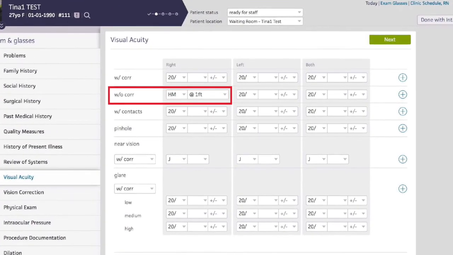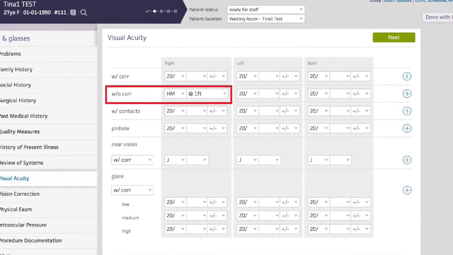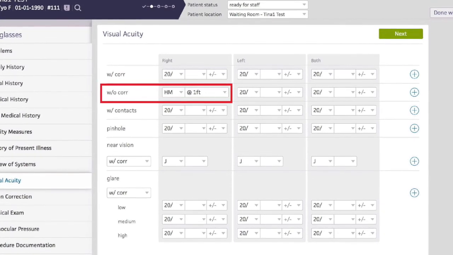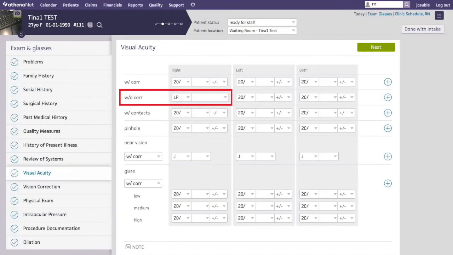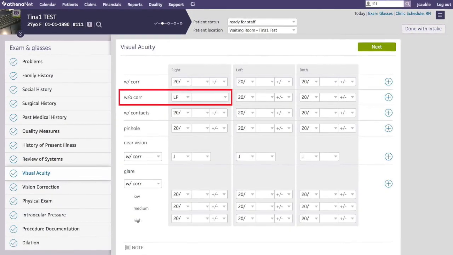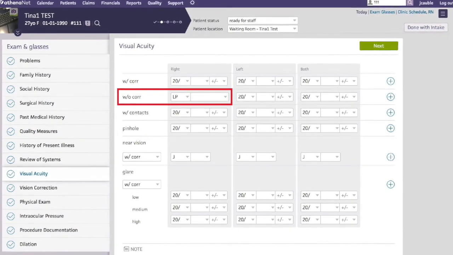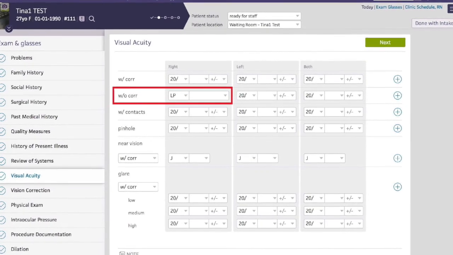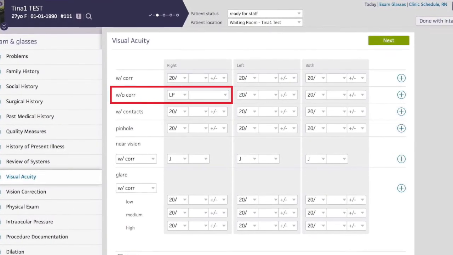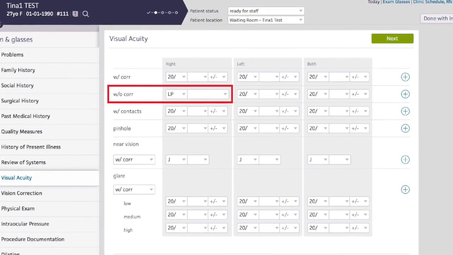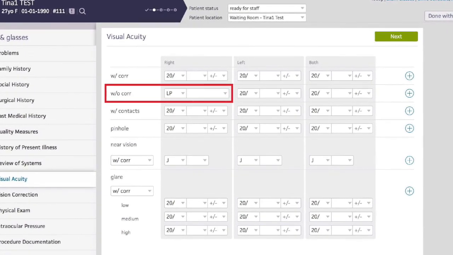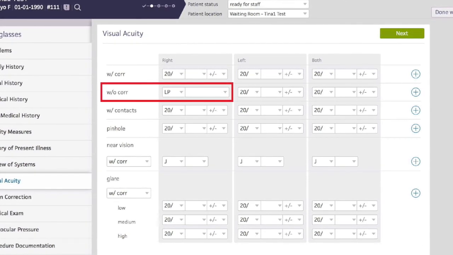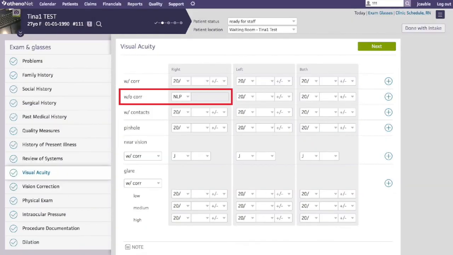Stand 1 foot away from the patient and tell them to say yes when they see your hand moving. If they are able to see your hand move, then their vision is HM or hand motion. If they are not able to see your hand move, the next level below is light perception, abbreviated LP. Ask the patient to say yes if they can see a light shining in their eye. Shine the light in the patient's eye several times, and if they say yes to any of those attempts, then their vision is LP or light perception.